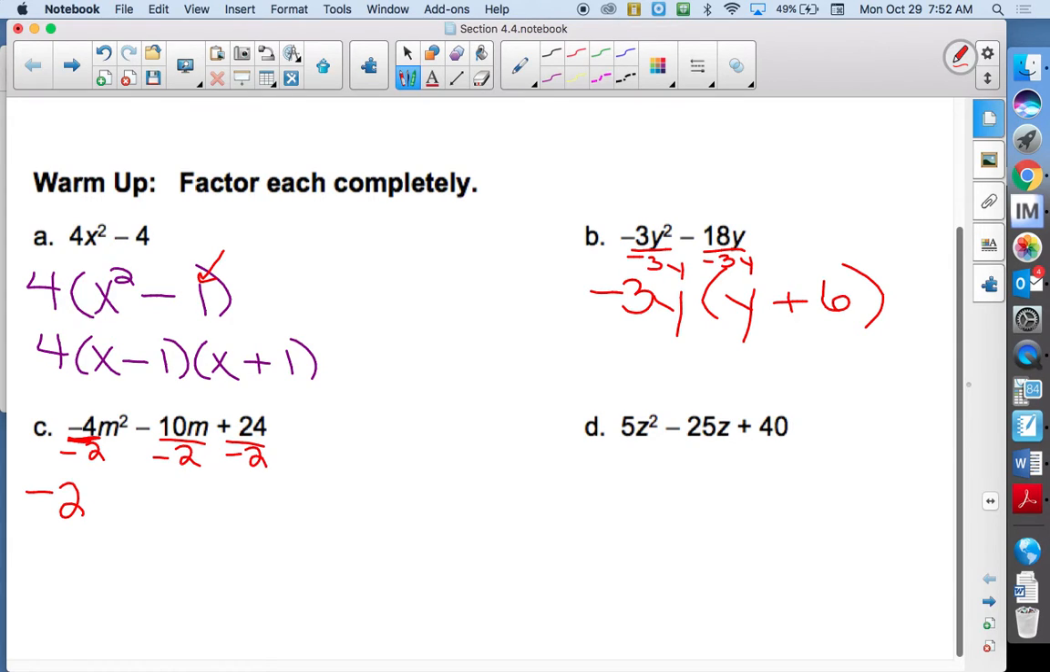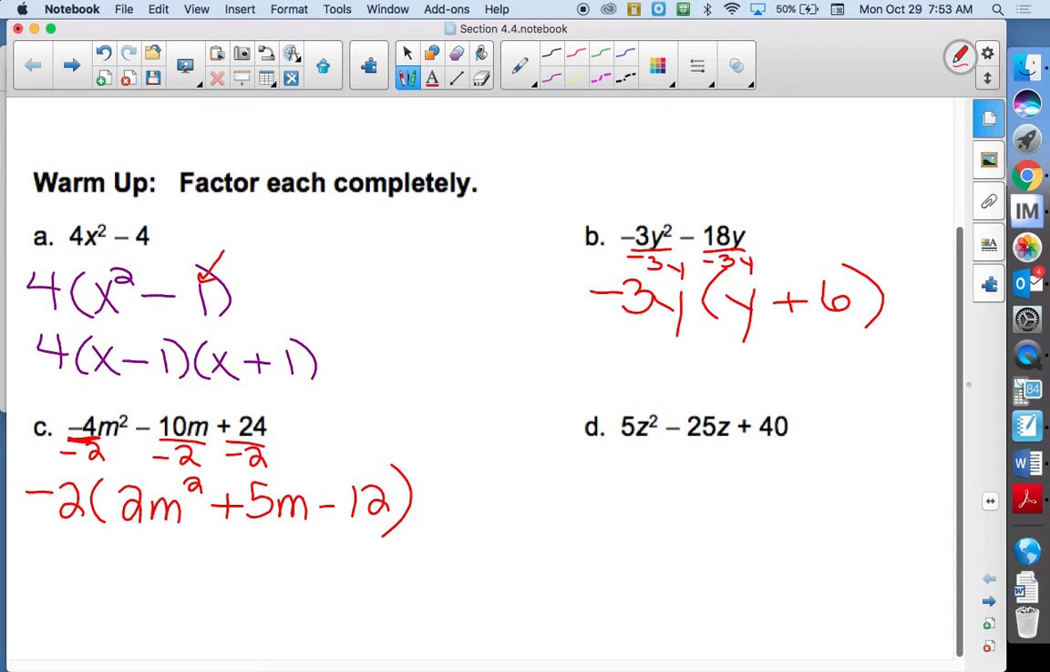So they do have something in common. Do they all have m's, Julian? No. So only pulling out a negative 2 gives us what? So you have negative 2, 2m, you're good, and then 5m, good, and then negative 12. Nice. There we go. So pulling out the GCF, the negative 2, we have 2m squared plus 5m minus 12. And right now, that's all we can do with that problem.